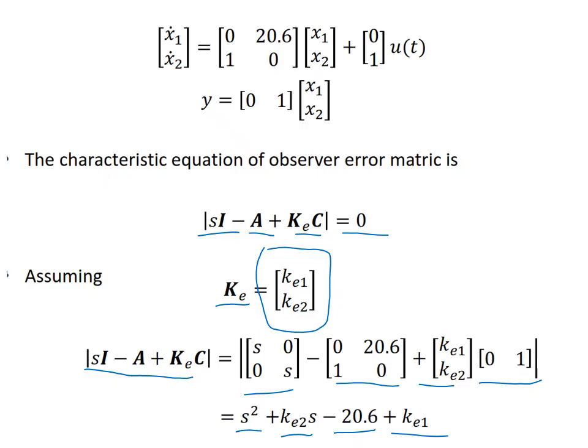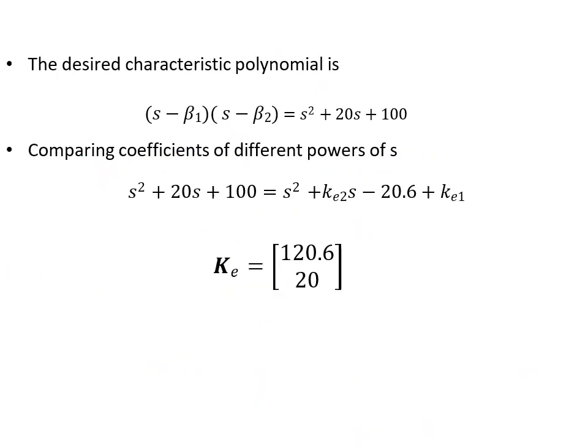We will equate this equation with the equation obtained from the desired eigenvalues, which is negative 10, negative 10: (S minus beta 1) (S minus beta 2), which is (S plus 10) times (S plus 10). We get S squared plus 20S plus 100 equals the equation in the previous slide, S squared plus Ke2 S minus 20.6 plus Ke1. We will equate the coefficients for S power 1.